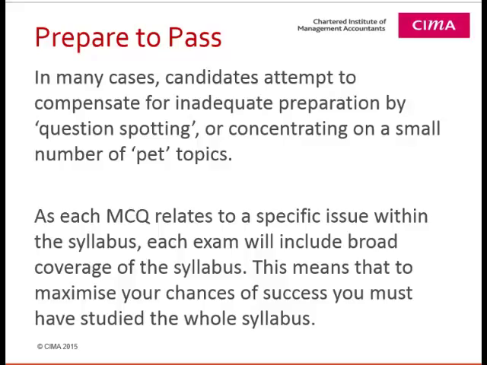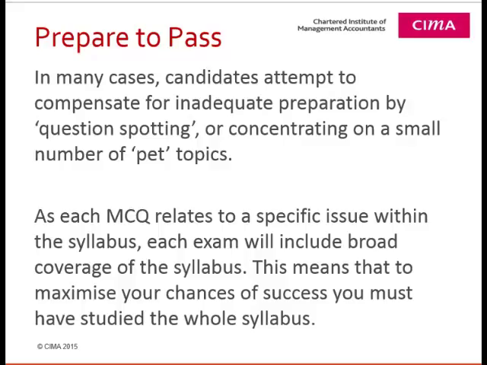In many cases, candidates attempt to compensate for inadequate preparation by question spotting or concentrating on a small number of pet subjects. These approaches to preparation are extremely risky and are always strongly discouraged by examiners, for good reason.